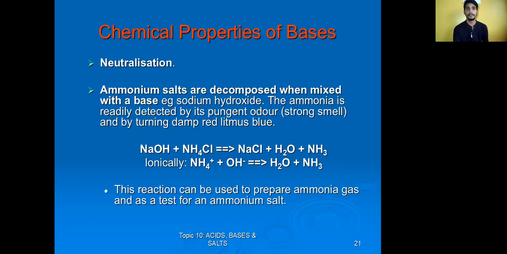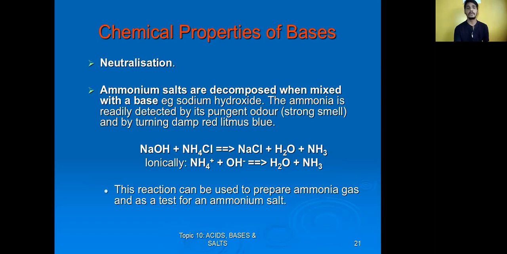Now chemical properties of bases. Let's study that. Let's talk about neutralization. We know that in the case of acids and bases, the common property is neutralization because acid and base react to form the salt along with the water molecule. That is neutralization. We already discussed that. We know the common example: NaOH plus HCl, NaCl will form along with the water molecule.